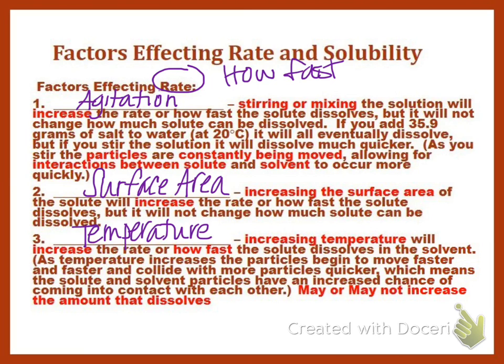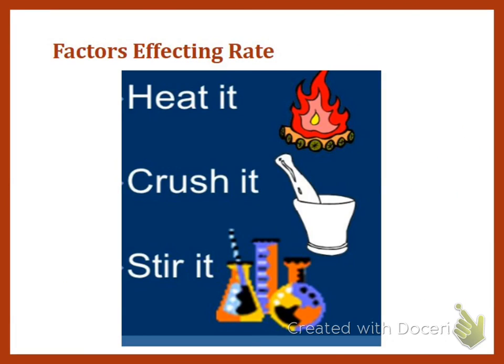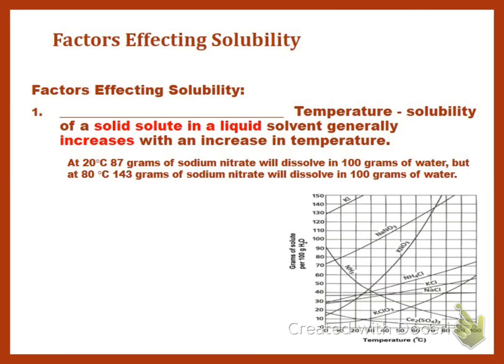The way that we can remember this is heat it, crush it, stir it. Those are the things you want to do to increase the rate. If you do those things, heat it, crush it, or stir it, it will dissolve faster. Now, factors affecting solubility, or basically how much, that's a little bit different, okay? That's when we would refer back to that solubility curve. The first one is increasing the temperature.